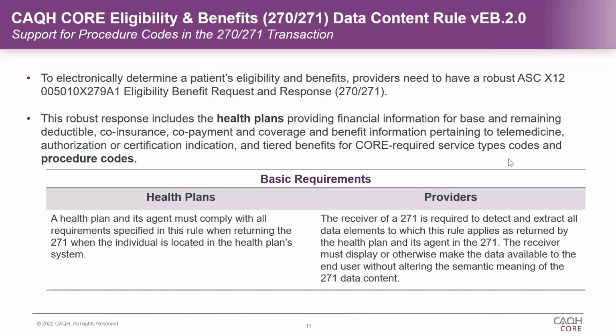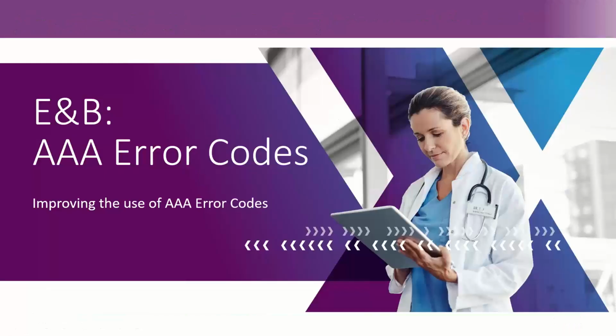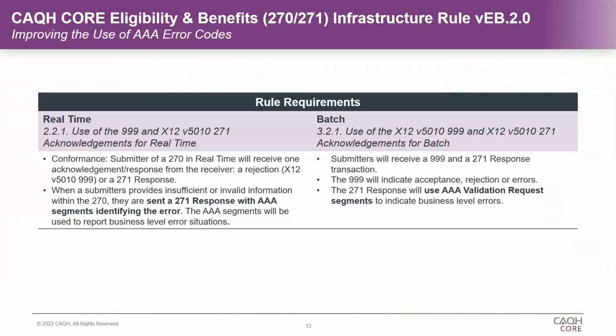Thank you, Everett. I think we'll move on to our next topic, and this is related to the AAA error codes and improving the use of the AAA error codes. This came up also from our summer session. We can move into the next slide and give you just a little background on what we mean by AAA error codes. There's lots of different ways that the 270-271 transaction uses errors and reporting errors back to providers and how that might work.